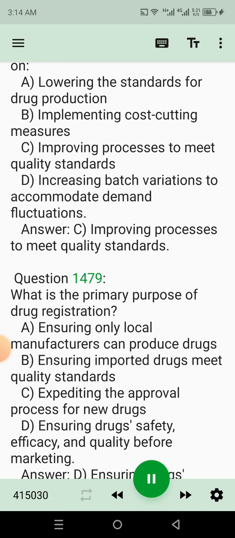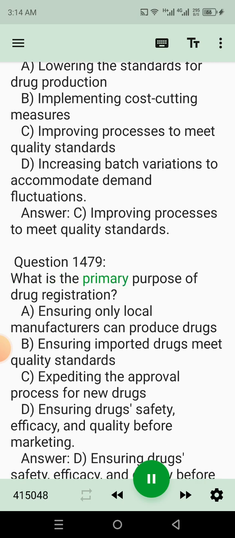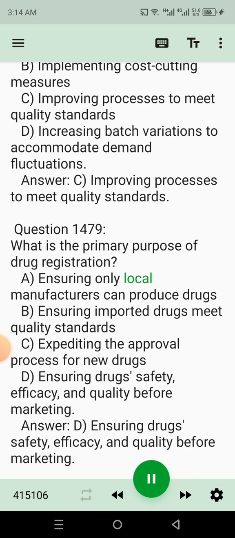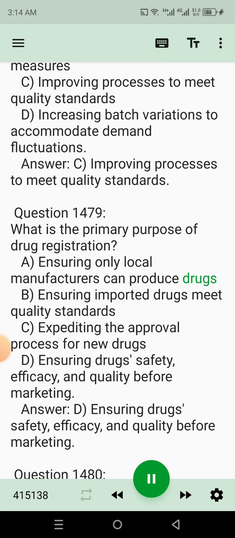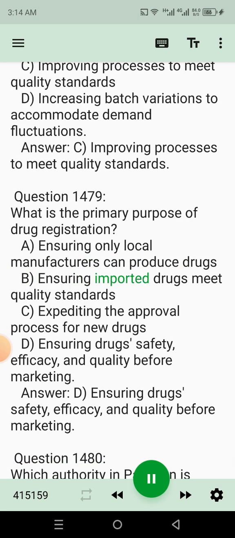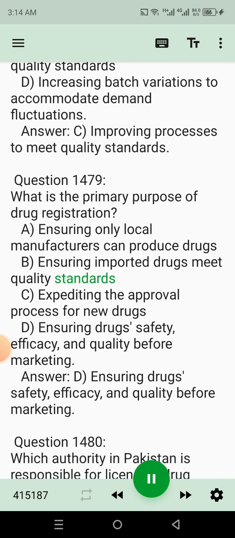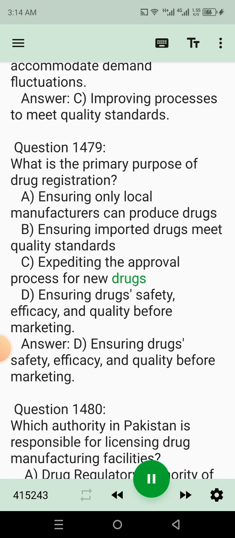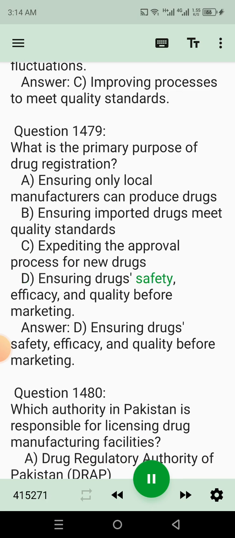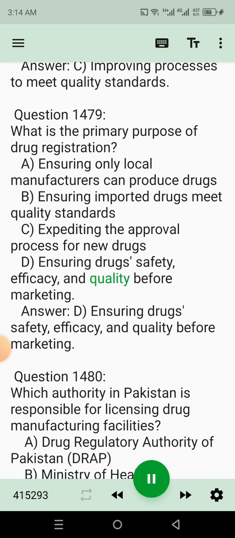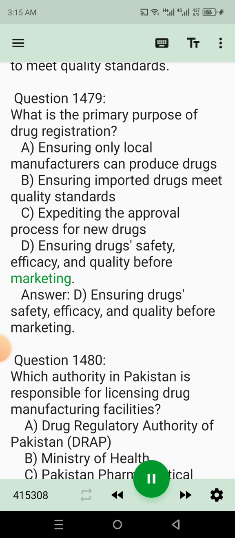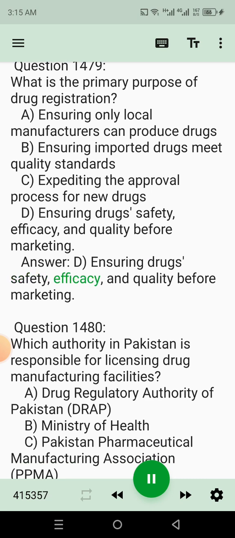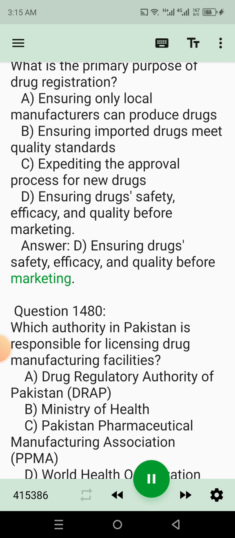Question 1479. What is the primary purpose of drug registration? A. Ensuring only local manufacturers can produce drugs. B. Ensuring imported drugs meet quality standards. C. Expediting the approval process for new drugs. D. Ensuring drugs' safety, efficacy, and quality before marketing. Answer. D. Ensuring drugs' safety, efficacy, and quality before marketing.